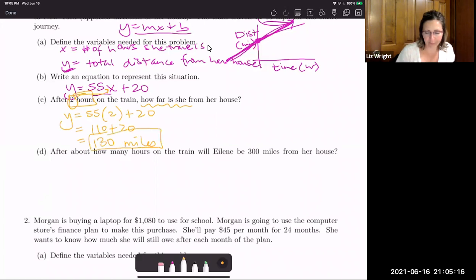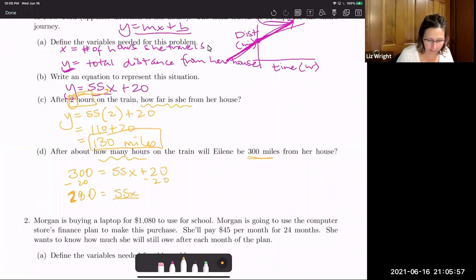All right, then letter D. After how many hours on the train will Eileen be 300 miles from her house? This time we are looking for the amount of hours, so we're going to plug the 300 in for Y. So 300 equals 55x plus 20. Now let's solve for x. We're going to subtract 20 from both sides, and we get 280, sorry. 280 equals 55x. Then we're going to divide both sides by 55.